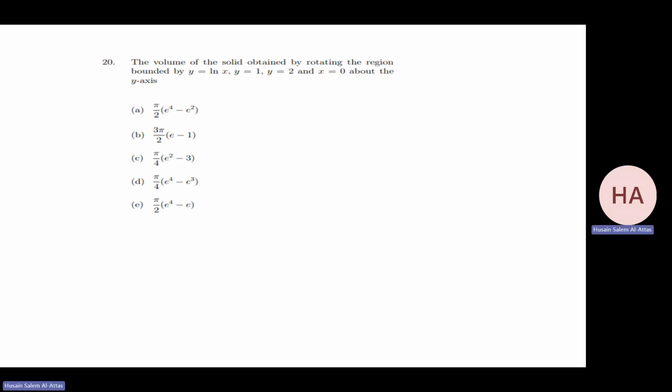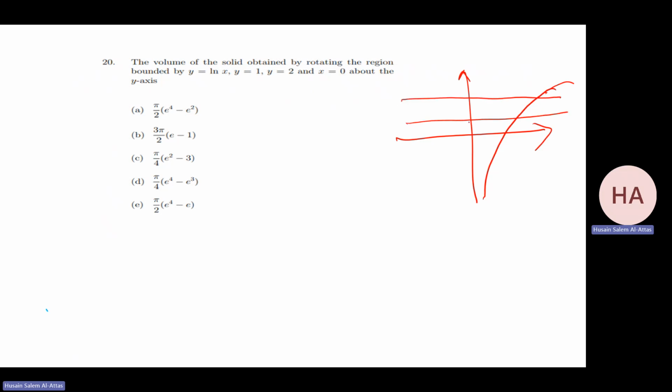Okay. By rotating the region bounded by this. So let me graph the curves. I have what? Y equal ln x. This is y equal ln x. And they have y equal 1. This is y equal 1. This is y equal 2. And x equal 0, which is the y-axis. This is the y-axis. So I'm talking about this region. And they want to make the rotation about the y-axis.